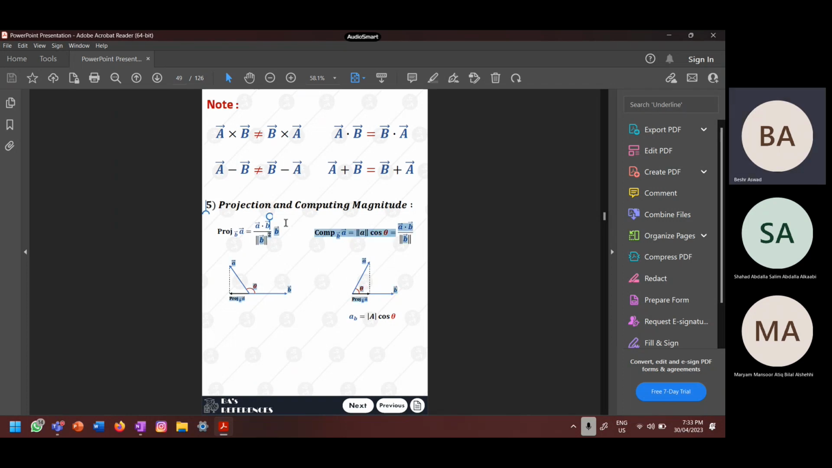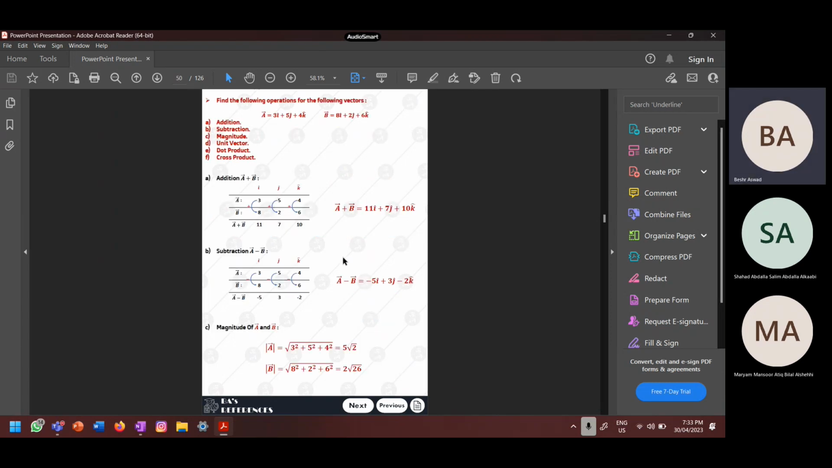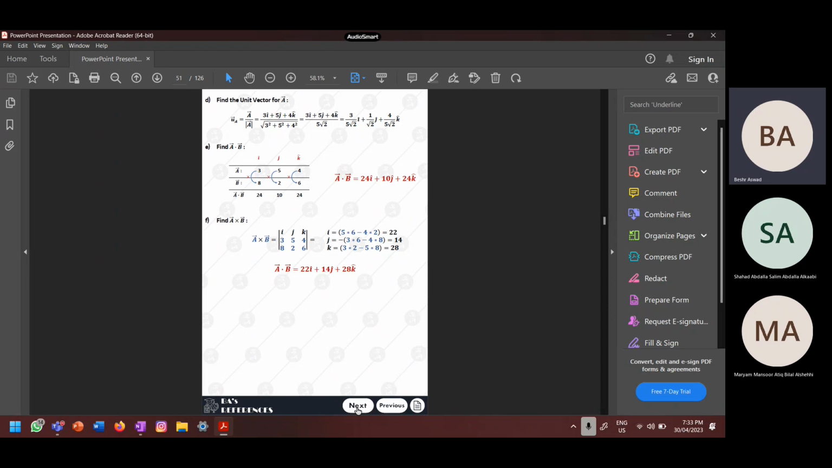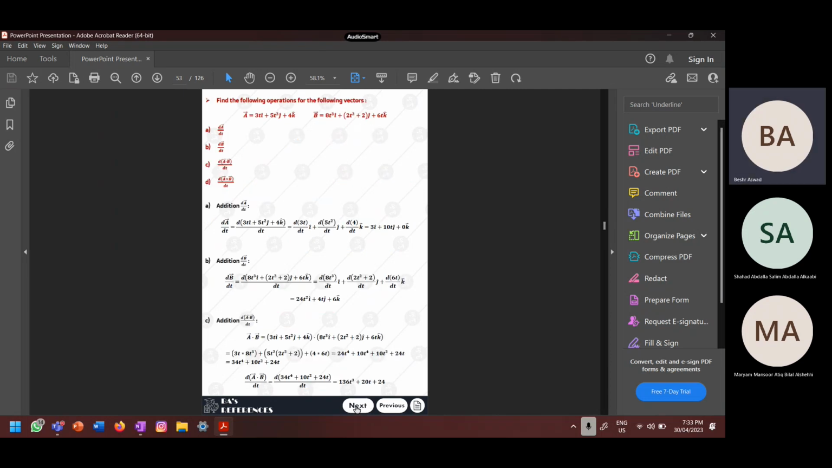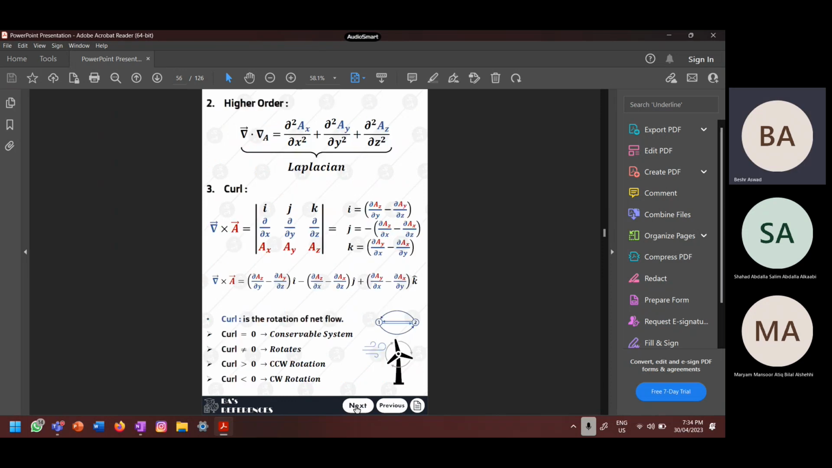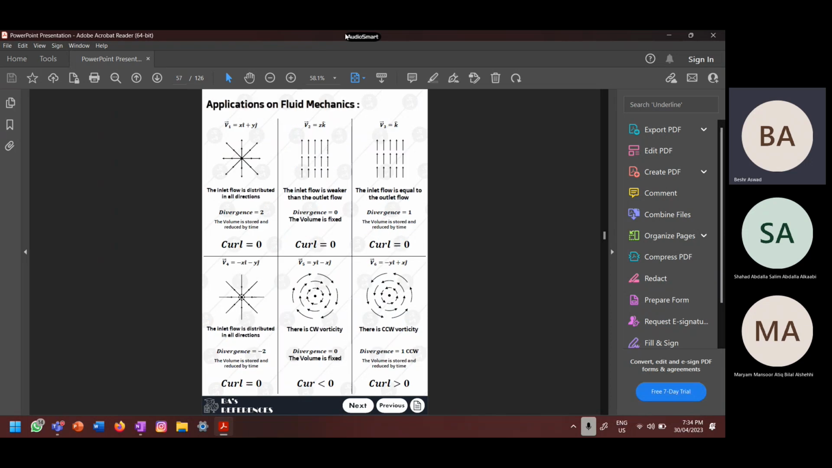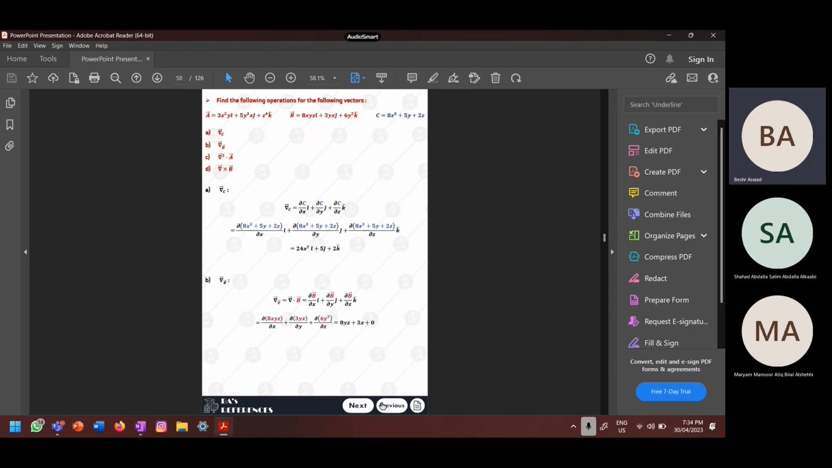Now, this is not part of your curriculum, projection and computing magnitude, but this is a solved sample for you to work on. Please try solving it. You see, it's an easy question. Okay, now going to other properties, other equivalencies. We will stop here, exactly on this page.